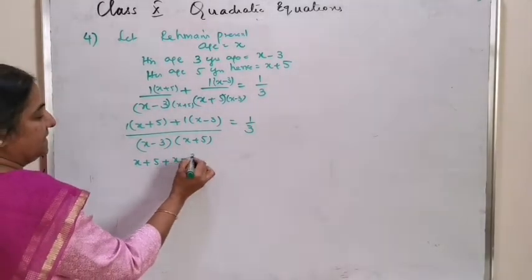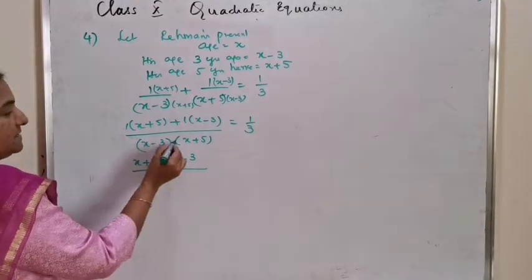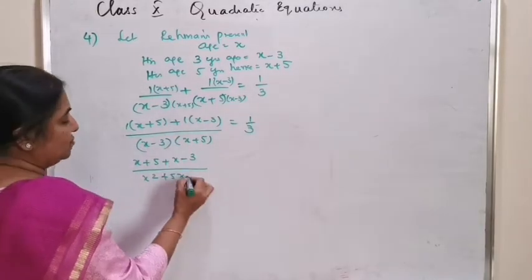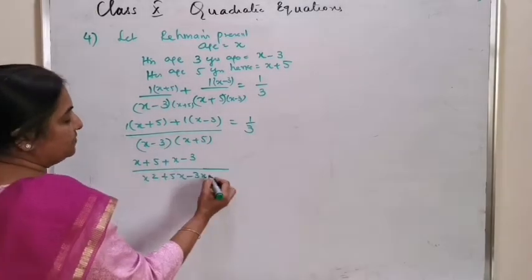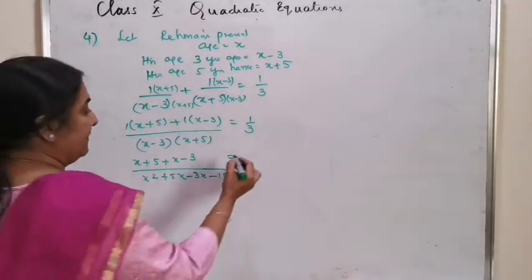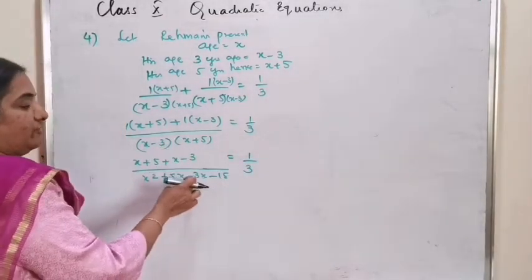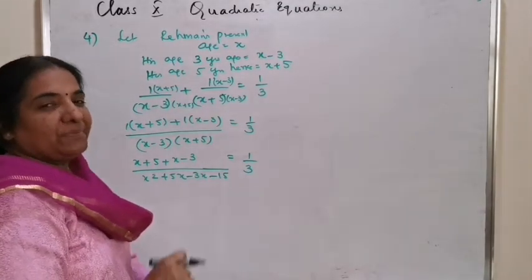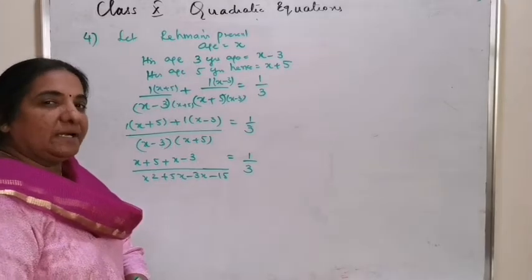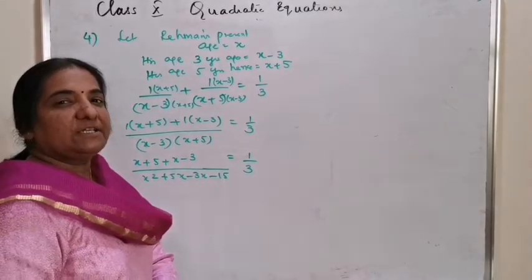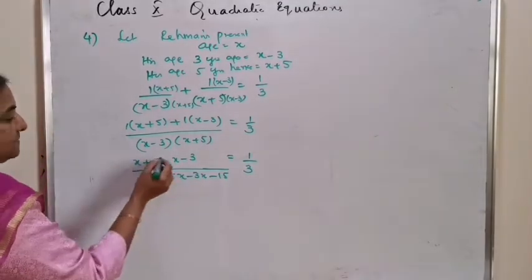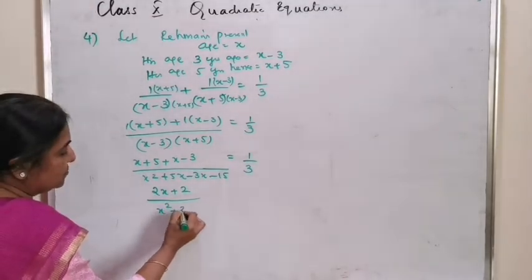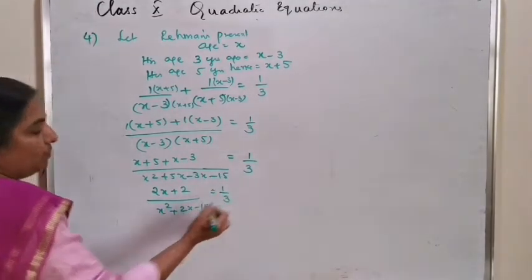Or (x plus 5 plus x minus 3) by, again binomial, x into x, x square. X into plus 5, plus 5x. Minus 3 into x, minus 3x. Minus 3 into plus 5, minus 15, is equal to 1 by 3. Please be careful for the sign. If the sign of any of the terms is wrong, while proceeding with the method, you will understand when the discriminant value is not a square number. X plus x is 2x, plus 2 by x square plus 2x minus 15 is equal to 1 by 3.